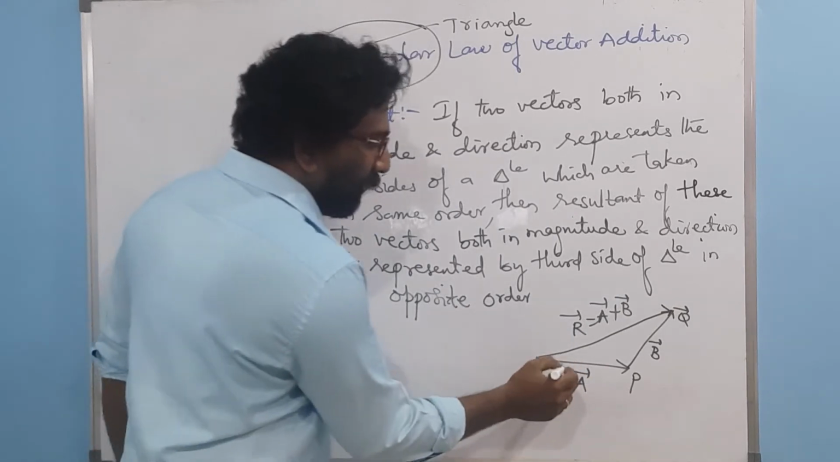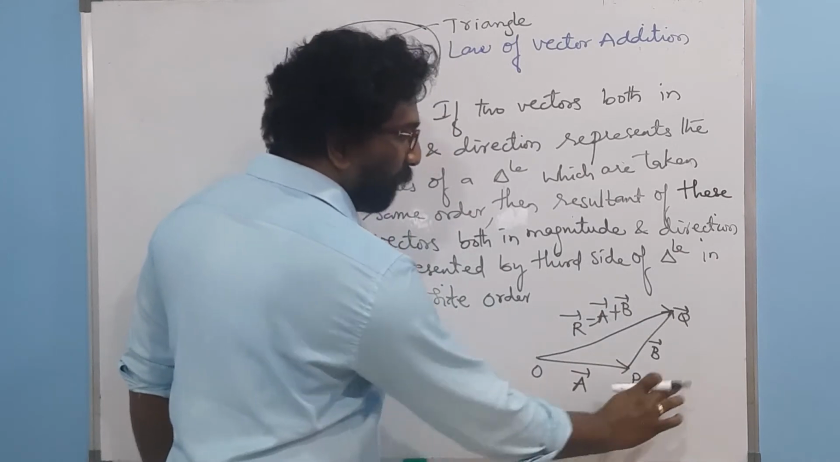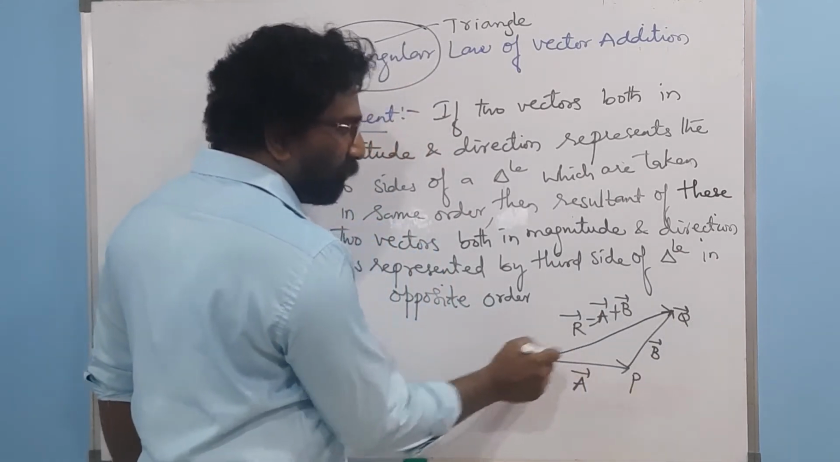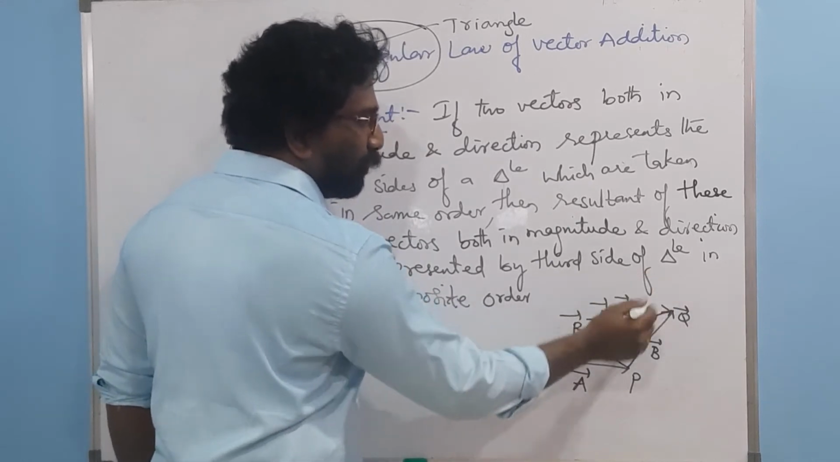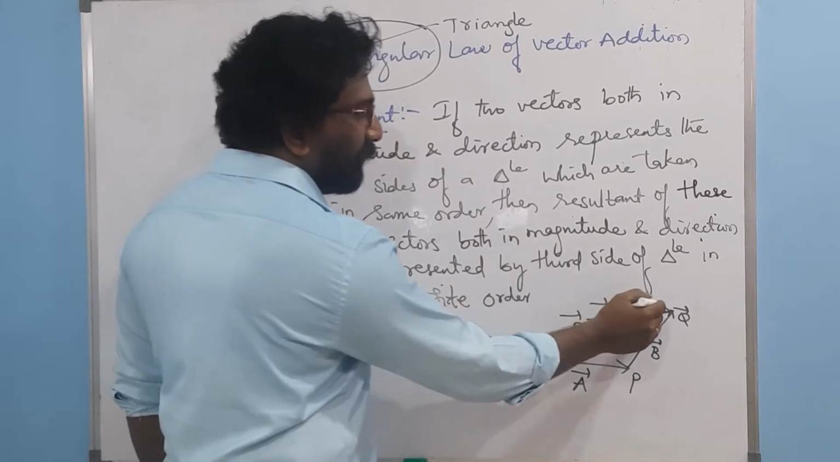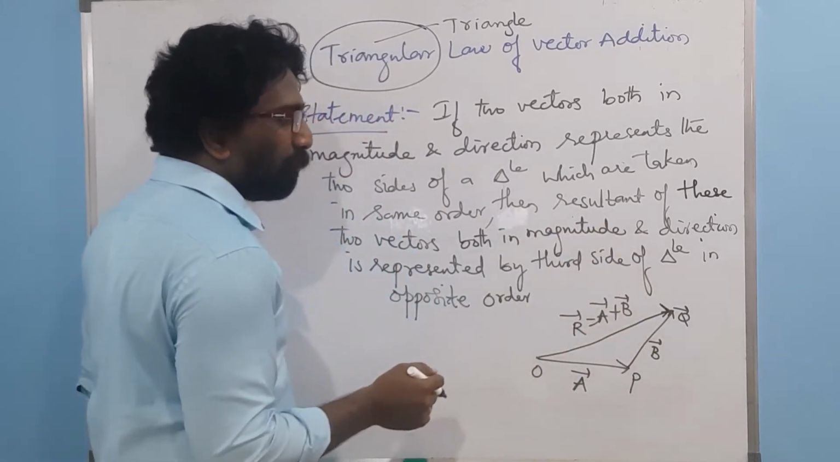If you see here, the direction of OP and PQ are the same. They are in the same order. They are moving in the same order. But the direction of this resultant vector is opposite to this one. Opposite means, how to understand they are opposite? If both the heads of these two vectors are joining at one place, we can say that both the directions are opposite to each other.